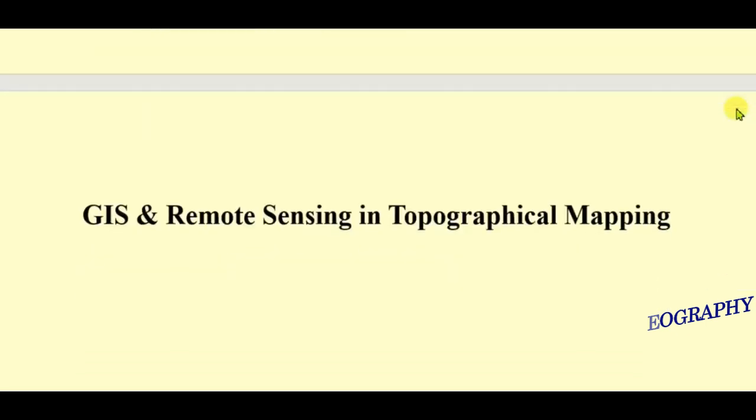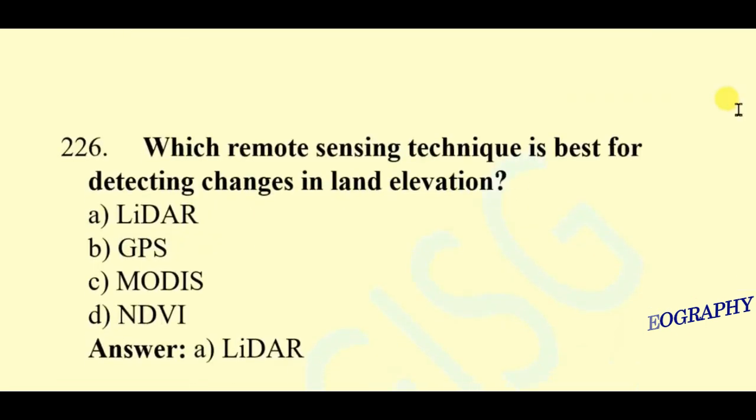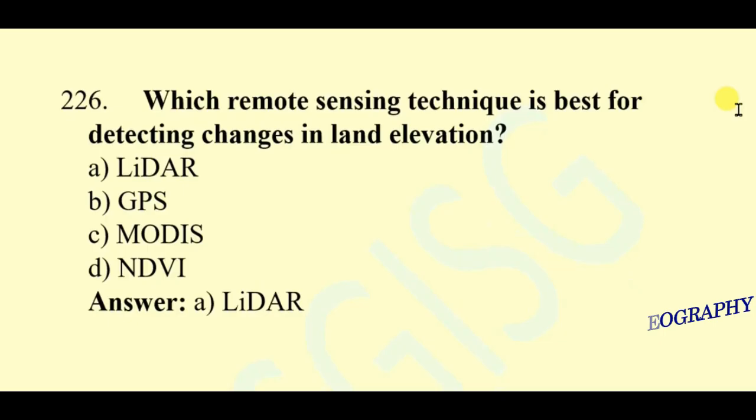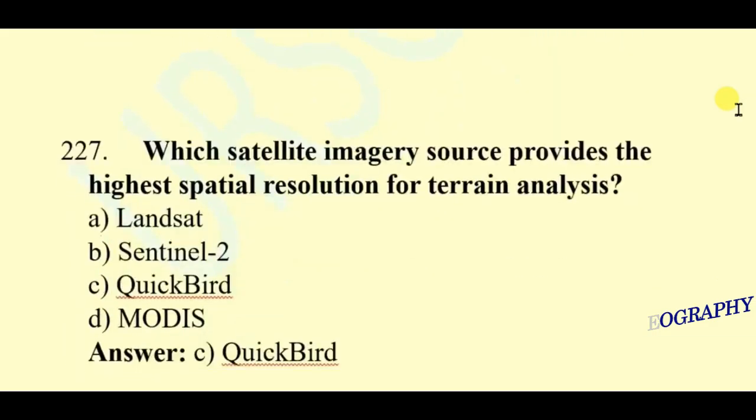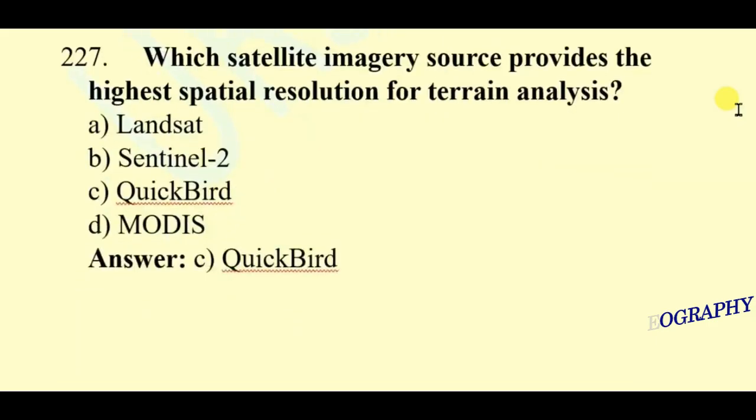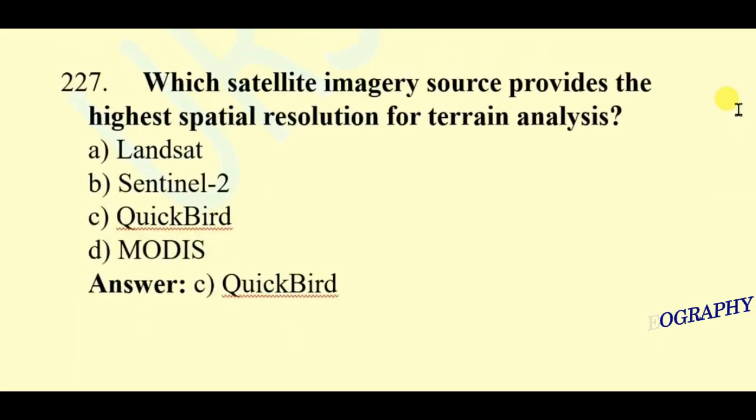GIS and remote sensing in topographical mapping. Question 226. Which remote sensing technique is best for detecting changes in land elevation? LiDAR, GPS, MODIS, NDVI. Here the right answer will be LiDAR. 227. Which satellite imagery source provides the highest spatial resolution for terrain analysis? Landsat, Sentinel, QuickBird, MODIS. So the right answer will be QuickBird.